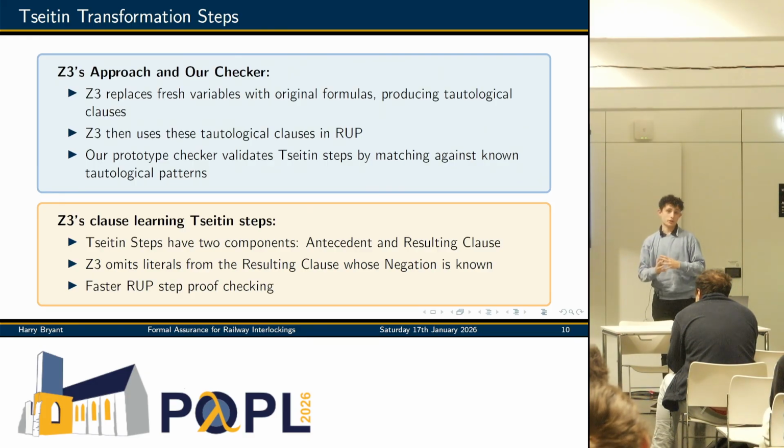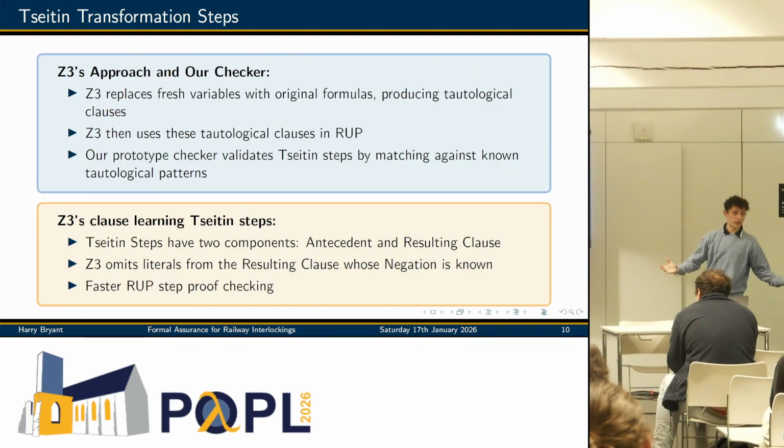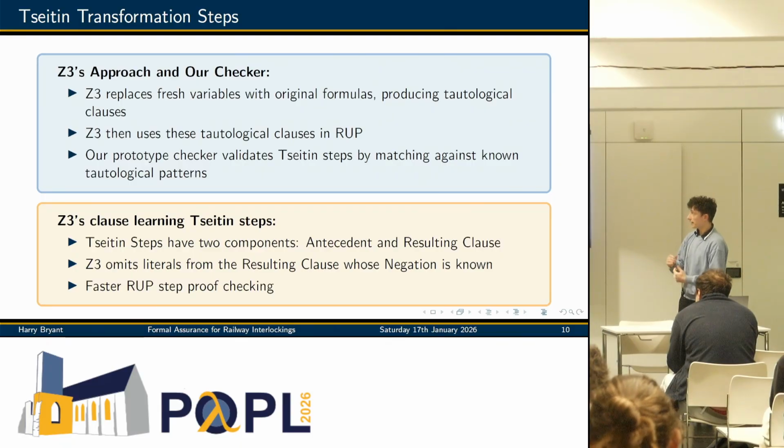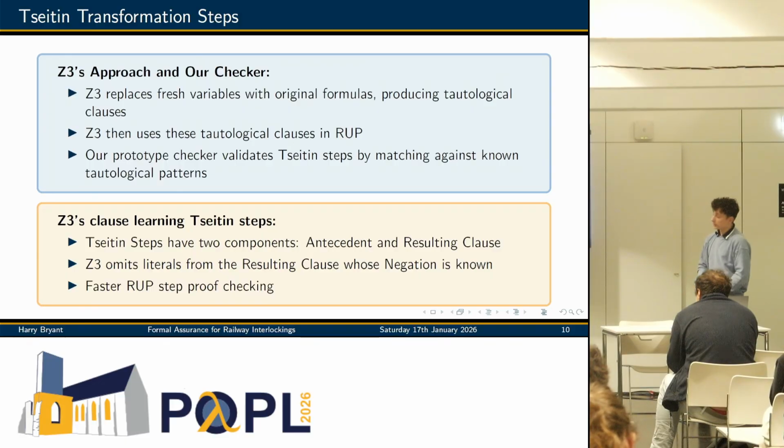Z3 takes the fresh variables that are usually generated and puts the original formula back in, which is quite nice because it makes everything a tautology. And then what Z3 does is it uses these tautologies in RocqPL to cut down and learn some more steps. What this does in our checker is we validate it by matching it against any of the known patterns, because there's about 8 patterns, and if it's not one of those, it simply can't exist.